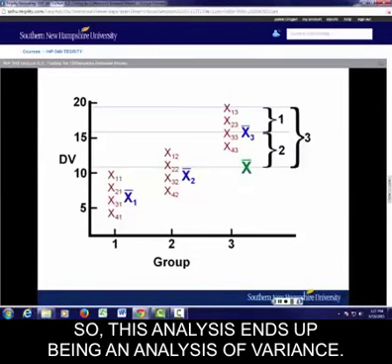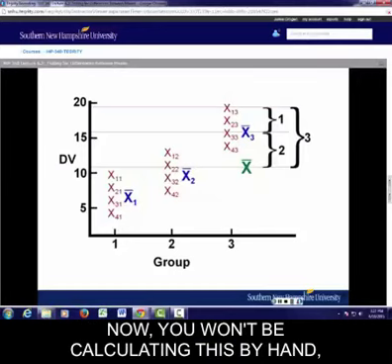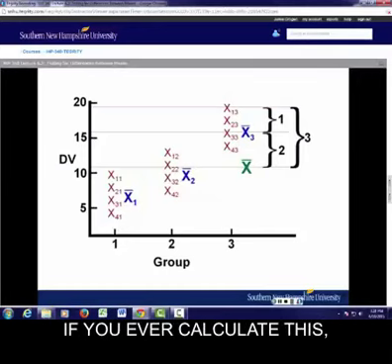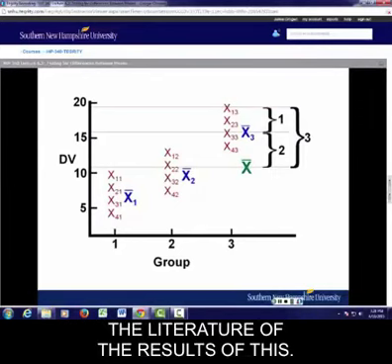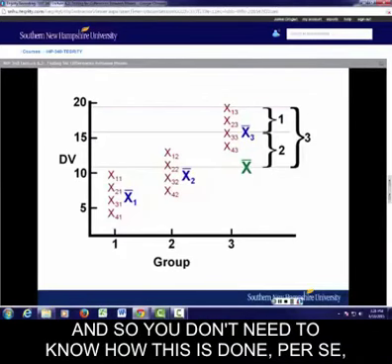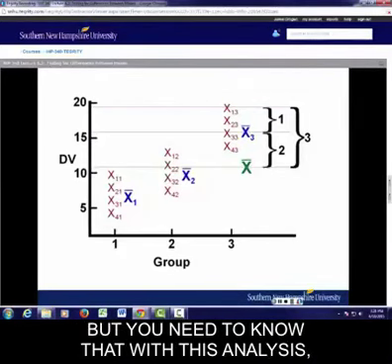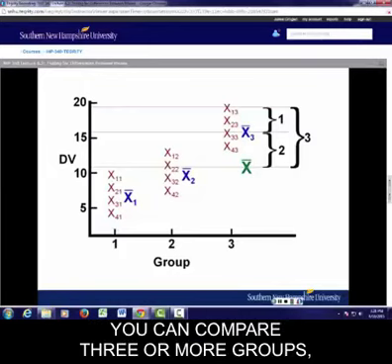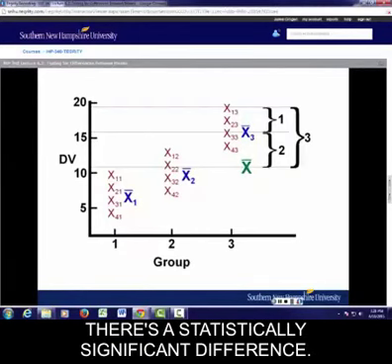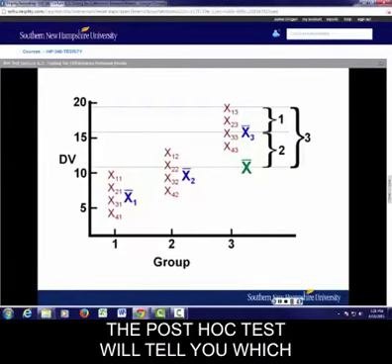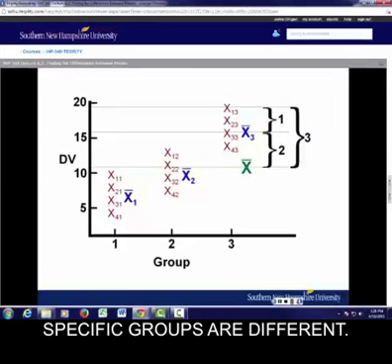So this analysis ends up being an analysis of variance. Now you won't be calculating this by hand. If you ever calculate this, it'll probably be with a computer. But for you, you'll be reading the literature of the results of this. And so you don't need to know how this is done per se, but you need to know that this analysis can compare 3 or more groups. It's called analysis of variance. It's going to give you a p-value that tells you whether there's a statistically significant difference. The post hoc test will tell you which specific groups are different.